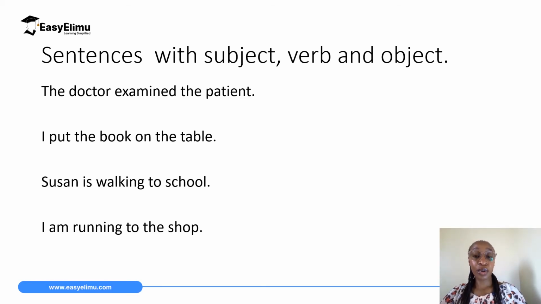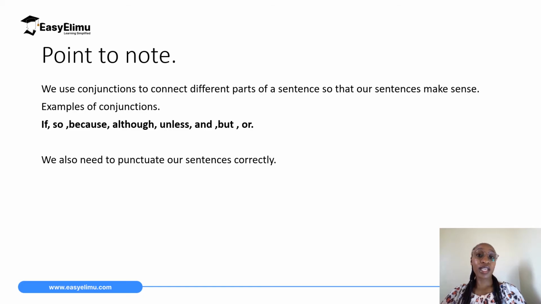So I hope you're able to now understand what an object is. When you say object in sentences, what do we mean? It is what is affected by the action. So in the introduction, we said that a sentence is a group of words that make sense. We said a sentence begins with a capital letter, ends with a full stop, a question mark, or an exclamation mark. We have also said a sentence requires a subject and a verb, and in some cases, an object.